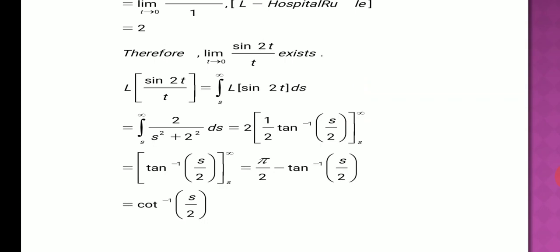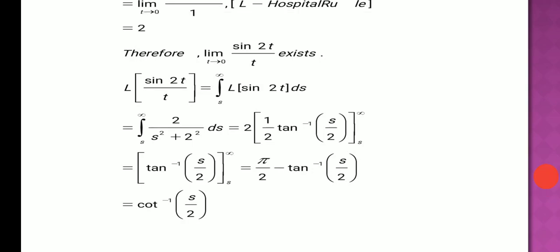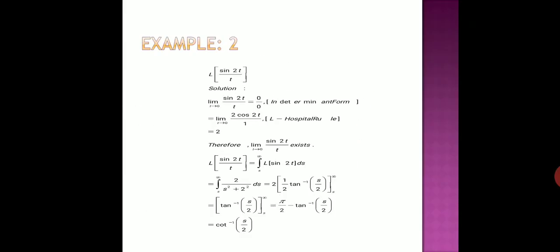2 is a constant, taking it outside. 1 divided by x square plus a square is, as we already know, 1 by a into tan inverse of x by a. So 2 into 1 by 2 into tan inverse of s by 2, and then I substitute the upper and lower limits. The 2 is cancelling. Tan inverse of infinity is pi by 2, and s replaced in the lower limit, minus tan inverse s by 2. Pi by 2 minus tan inverse s by 2 is cot inverse s by 2, which is enough.